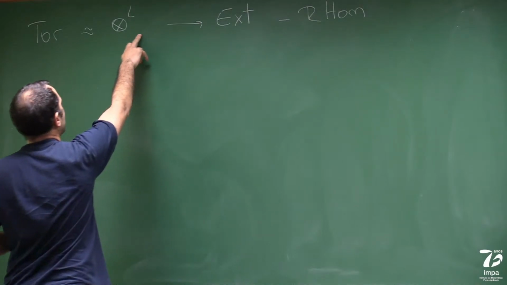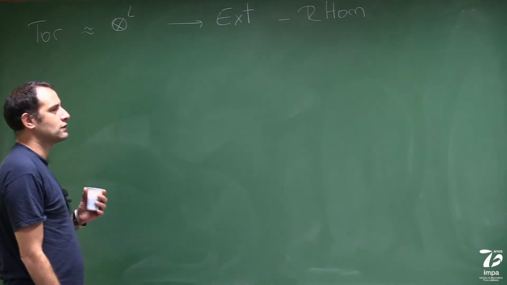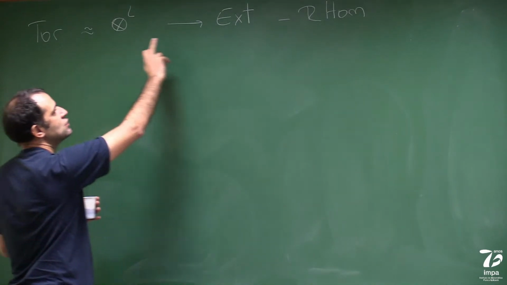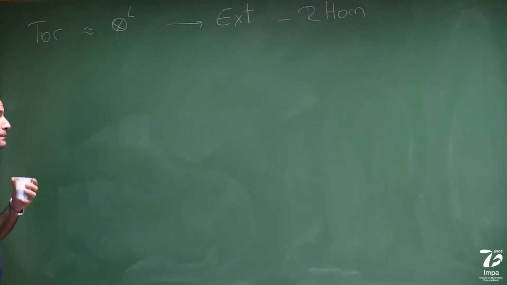So these are left derived functors of this tensor product functor, and these are going to be the right derived functors of the Hom functor. And well, this guy was adjoint to Hom, so I would expect some adjointness between Ext and Tor.